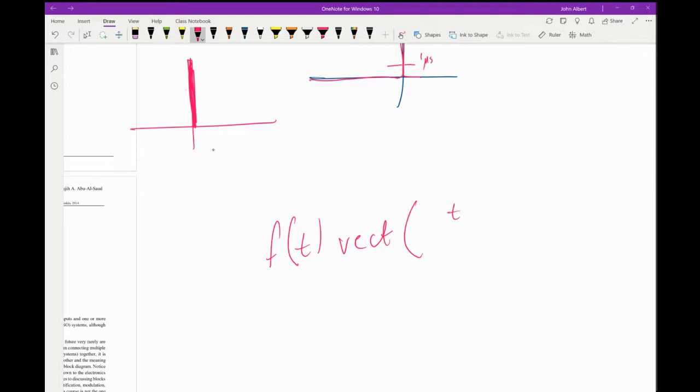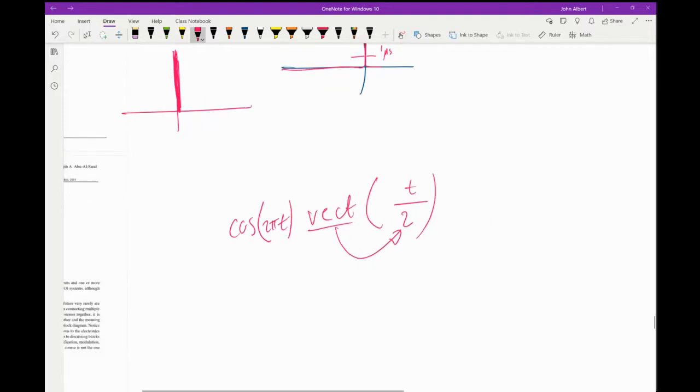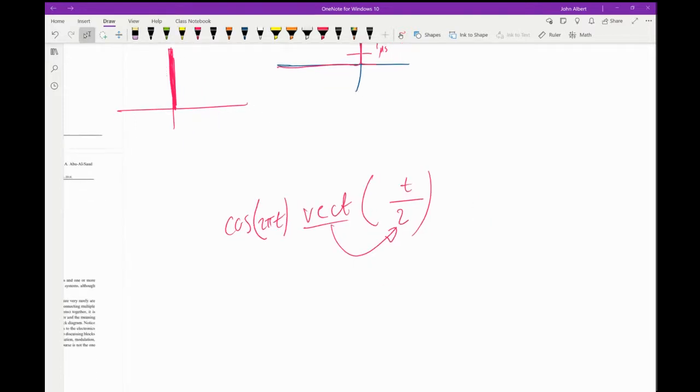rect of t divided by capital T, okay, and t divided by 2. Now we know that the rect function has a width that is equal to 2. If this is equal to cosine 2 pi t, for example, and someone asks you to sketch this, how will you sketch it? Can anybody give me a hint how to sketch it?